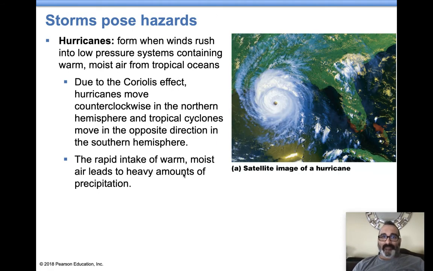By the way, sometimes they're called cyclones, depending on which ocean you are in. Hurricanes are normally in the Atlantic. I've heard the term typhoon used before, typhoons and cyclones. They're all similar terms. They're these giant tropical storms. It depends on which ocean, whether they call it a typhoon or a hurricane or another term like a cyclone.